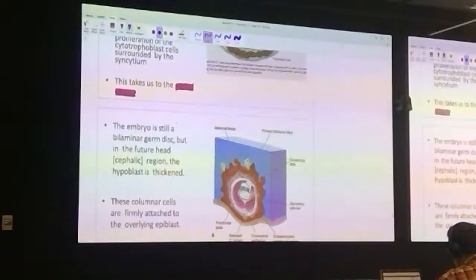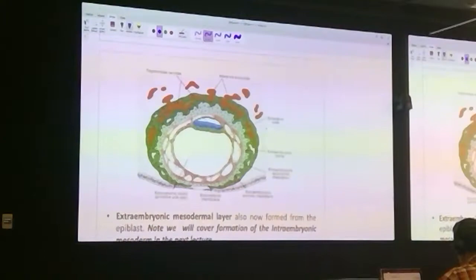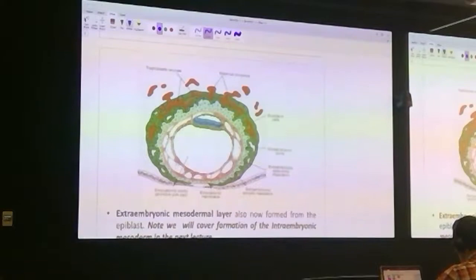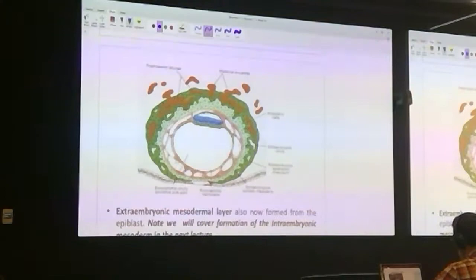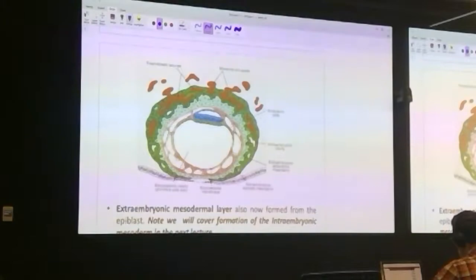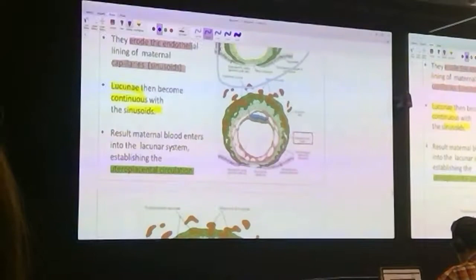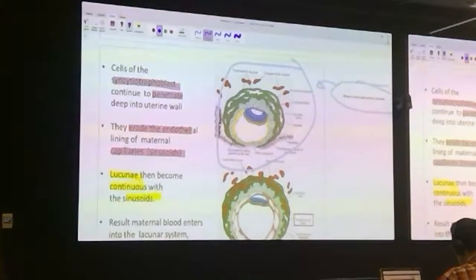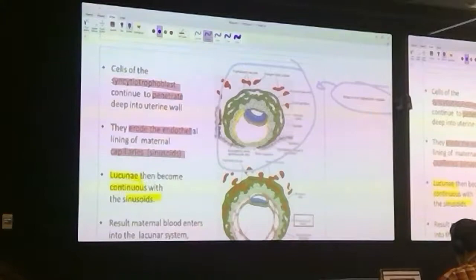Oh, I forgot to mention something. So syncytial trophoblasts penetrate the endometrium and they have no mitotic activity, while the cytotrophoblasts have mitotic activity. I'm just going to double check myself, just to make sure I get it right. Yeah, syncytial trophoblasts penetrate the endometrium and have no mitotic activity, while the cytotrophoblasts have mitotic activity.